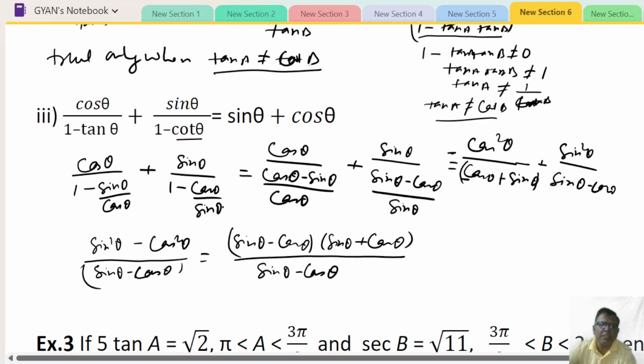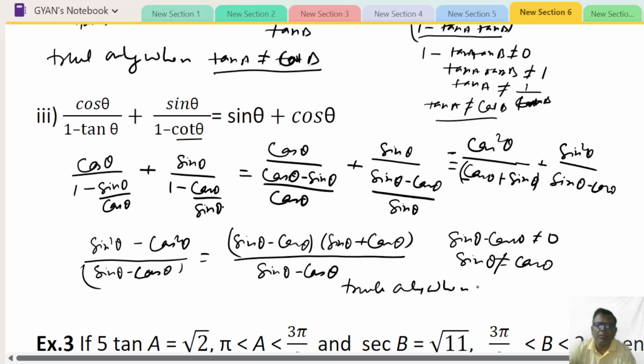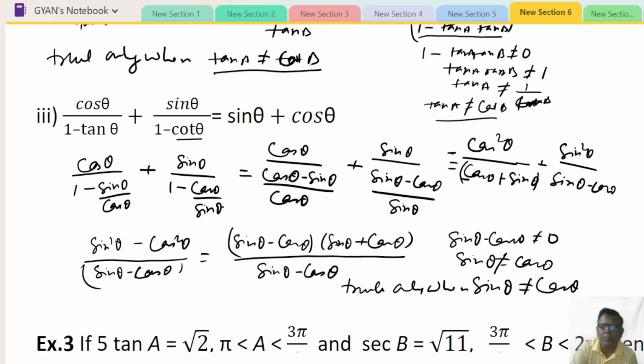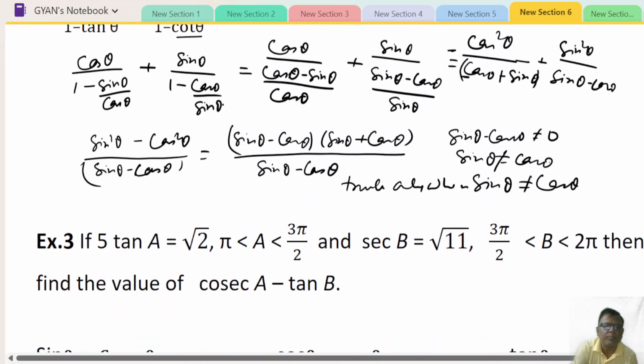So whether you can cancel it, you can cancel only when sine theta minus cos theta is not equal to 0. So sine theta should not be equal to cos theta. Then you will write true only when sine theta is not equal to cos theta. So now come to question number 3.